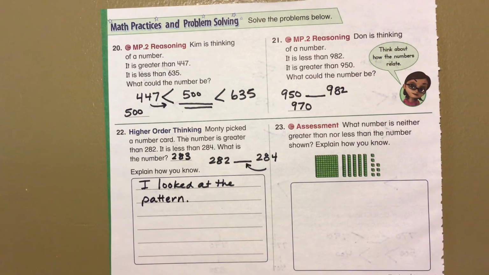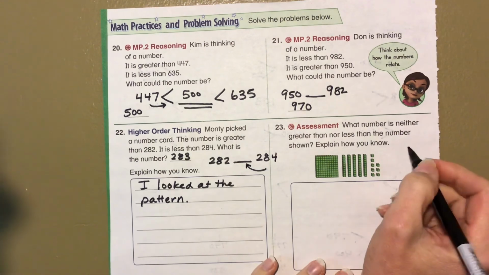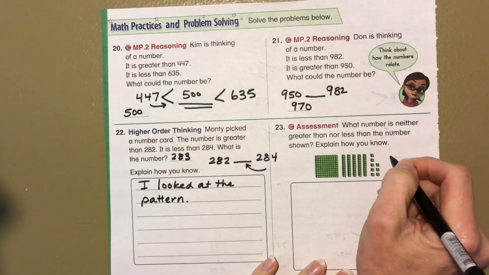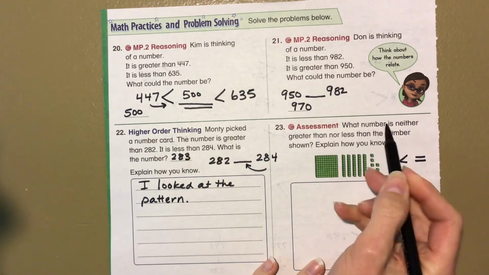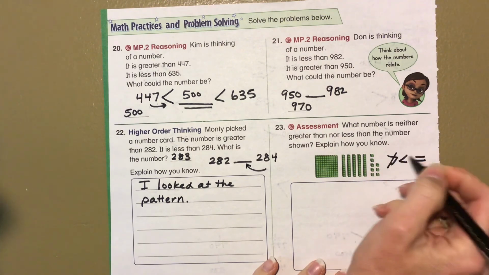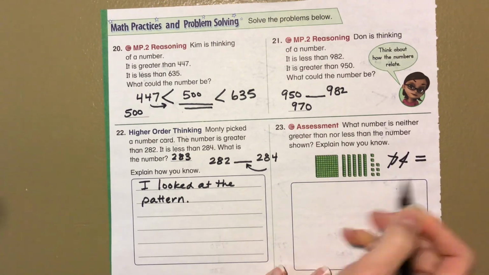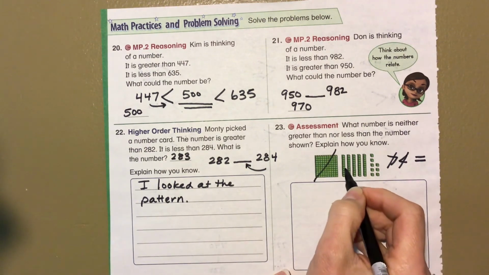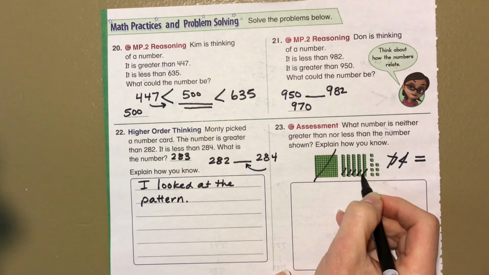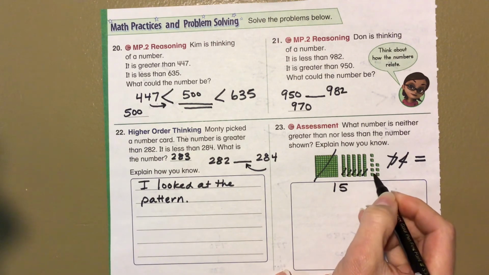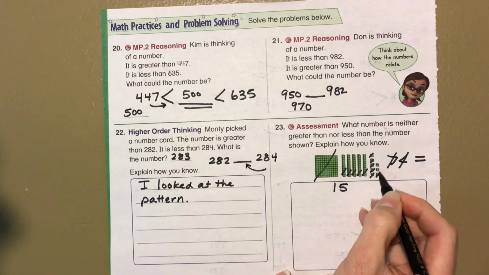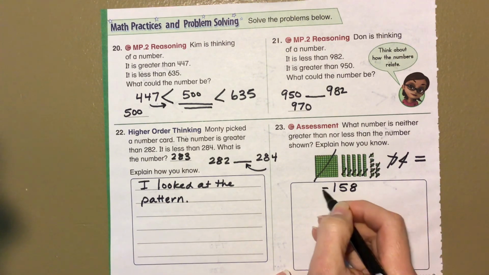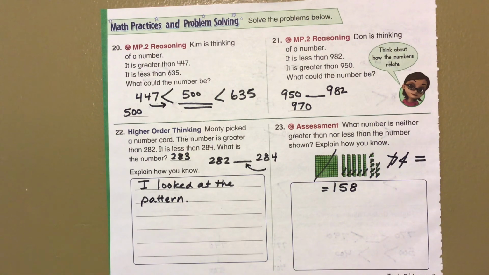What number is neither greater than nor less than the number shown? Show how you know. So our three symbols we can use are less than, greater than, and equal to. And it says what number is neither greater than or less than. So we have to make it equal. So whatever this is, we have to make it equal. So we're going to put that number here. 100, 10, 20, 30, 40, 50. So 150. 1, 2, 3, 4, 5, 6, 7, 8. 158 is equal to 158. All right, great job, everybody.